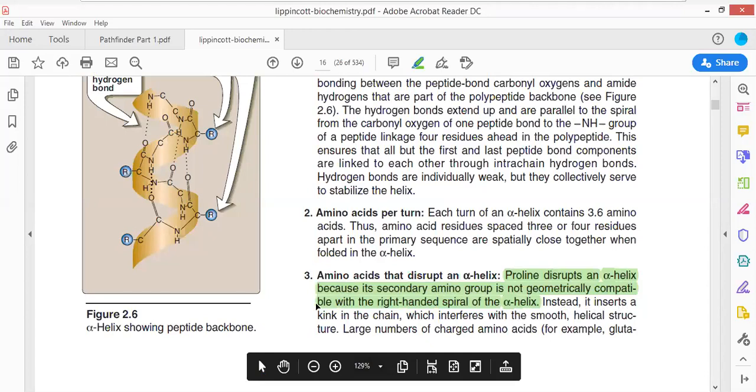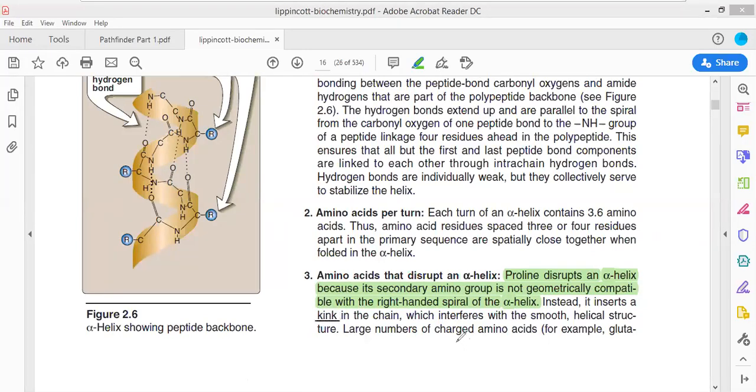Instead, it inserts a kink in the alpha helix. It introduces a kink that interferes with the smooth helical structure of the alpha helix. Supposedly, this is the structure of the alpha helix. Now, when proline arises, what does proline do? Proline brings a kink, and because of this kink, for a large area the alpha helix cannot form a helical conformation, because proline itself has a helical structure.